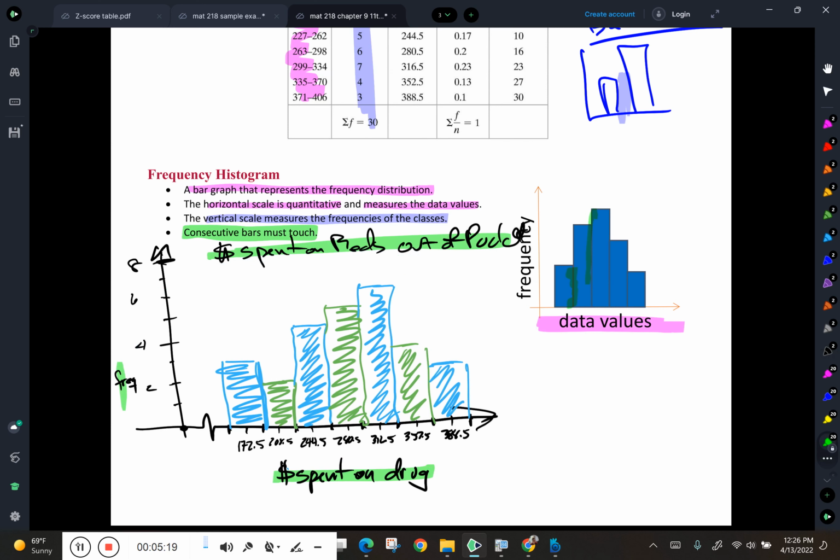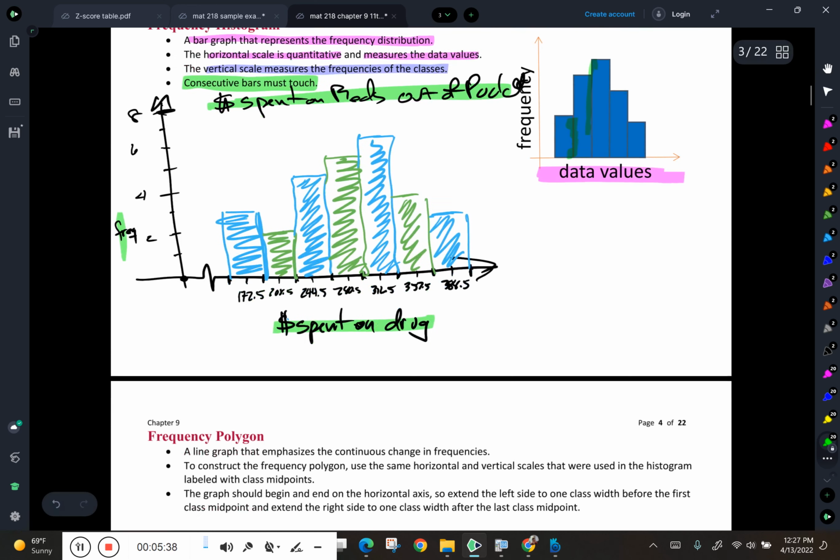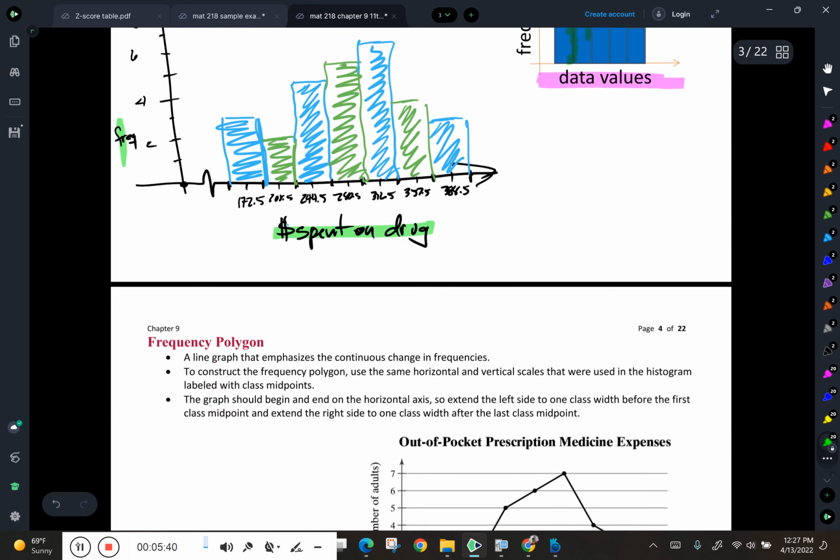Right? This is a frequency histogram. A frequency histogram is just a fancy bar chart, a histogram, where the horizontal axis represents your classes and the vertical axis represents your frequencies. What makes it different from a bar chart or a bar graph is the bars touch when it's a histogram. Right? I could also make something called a frequency polygon.